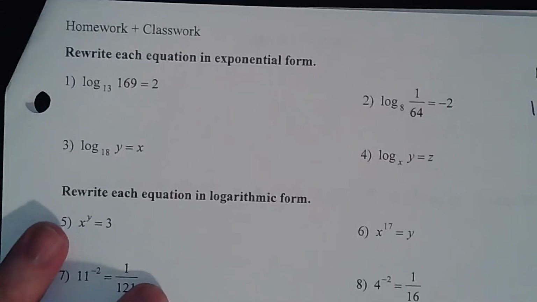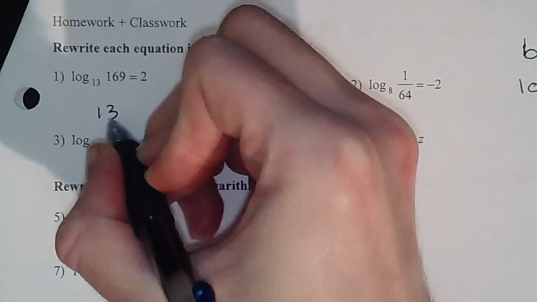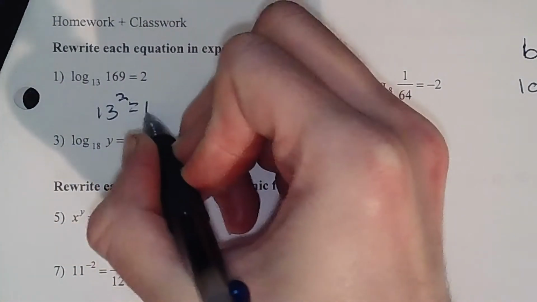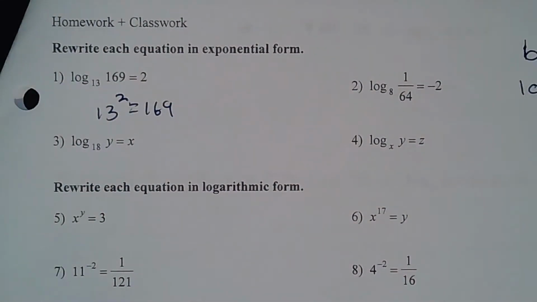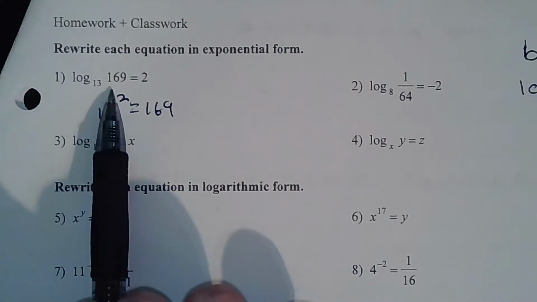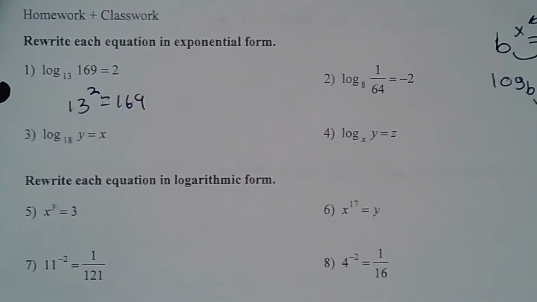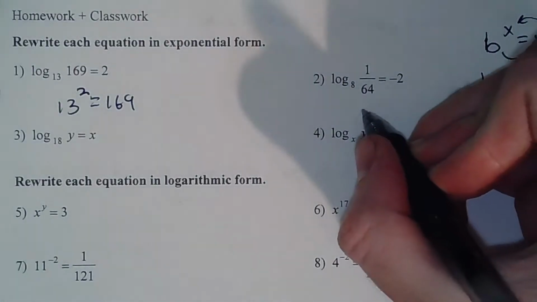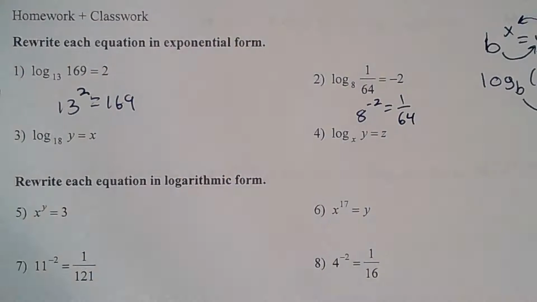So rewriting this very first one over here, this number 1, you could rewrite it as 13 squared equals 169. That's all they want you to do, because this is a true statement. 13 squared is 169, and log base 13 of 169 is 2. Same exact idea on literally every single one of these. Number 2, you're rewriting it. 8 raised to the negative 2 power is 1 over 64. Easy peasy.